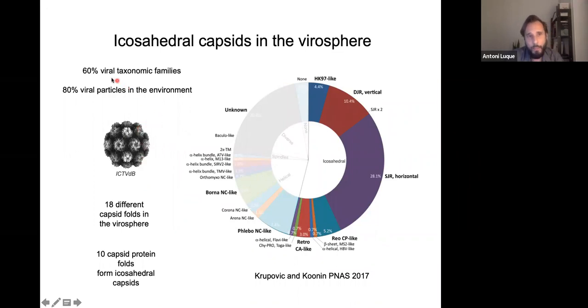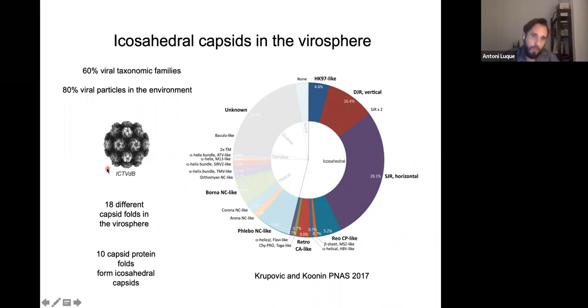First of all, 60% of the families of viruses form capsids that have icosahedral symmetry. Now, these families are not equally distributed in the environment. If you take a sample of a drop from the sea, or if you sample your mouth or your gut, 80% of the viral particles that you will observe under the microscope will display a capsid that has icosahedral symmetry, okay? So they're actually even more dominant than in terms of the family.